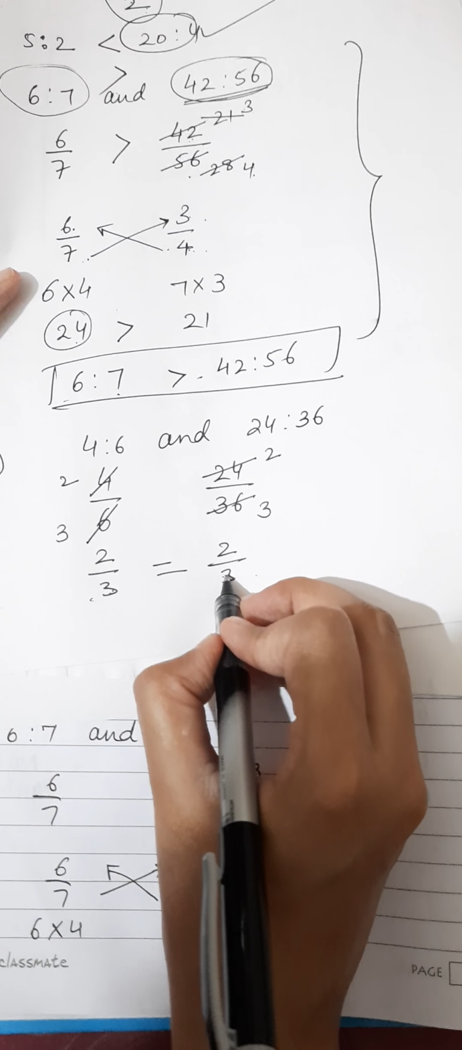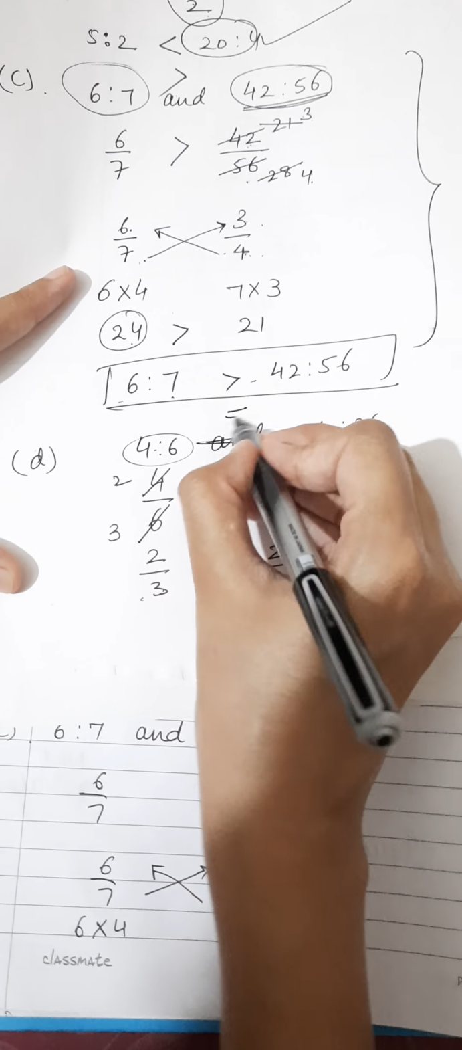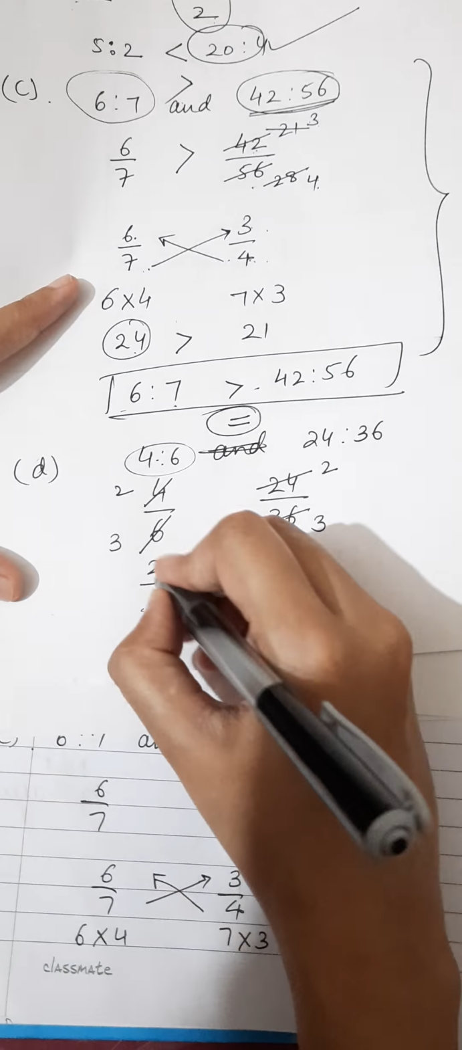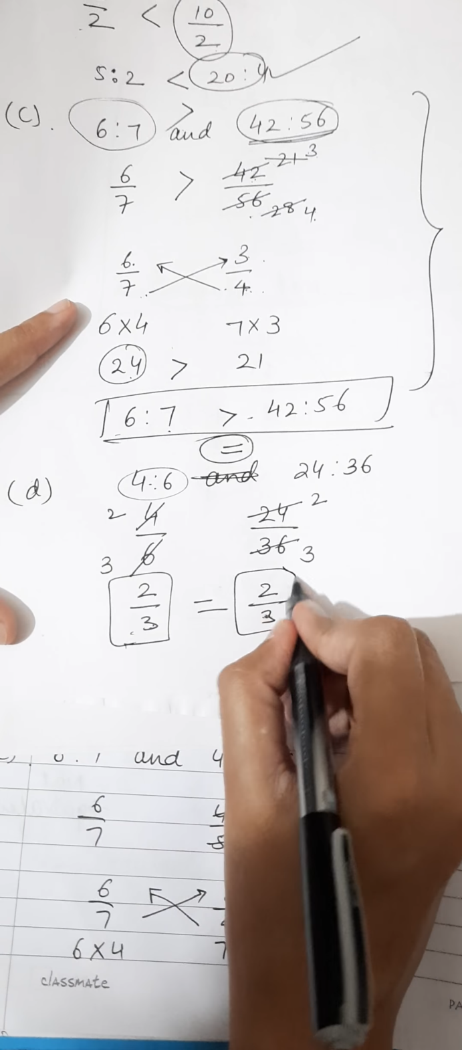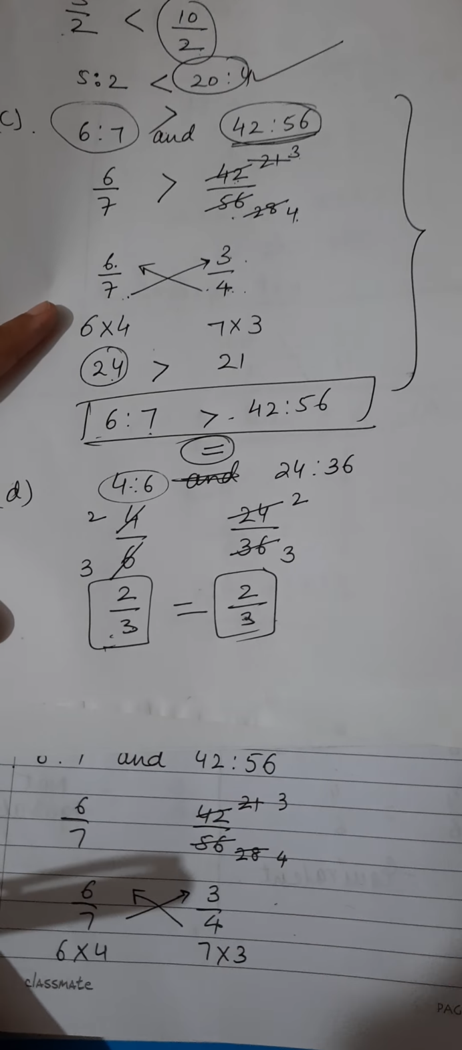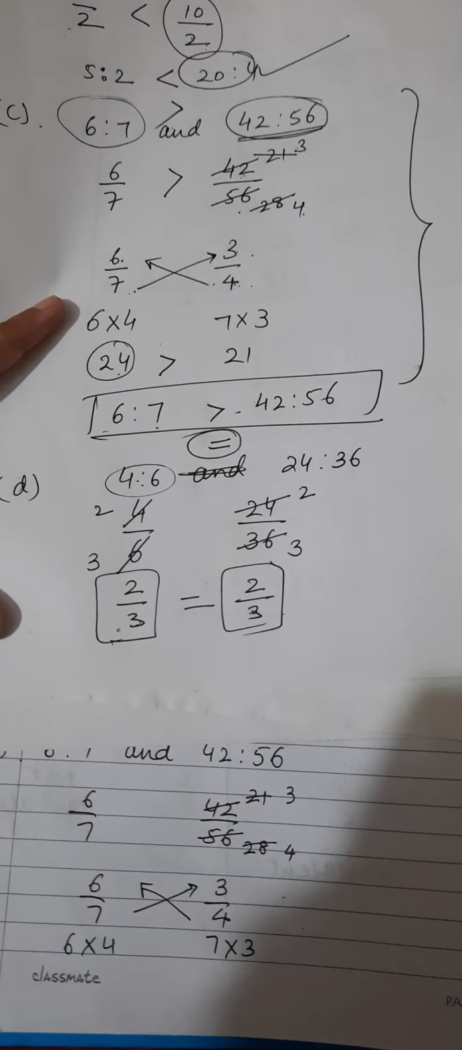Since the fractions are coming the same, that means the ratios will also be equal. Okay, so there was no need of doing any cross multiplication, because we can clearly see that in both the cases the fractions are coming the same. Okay, and so that means they are going to be equal.